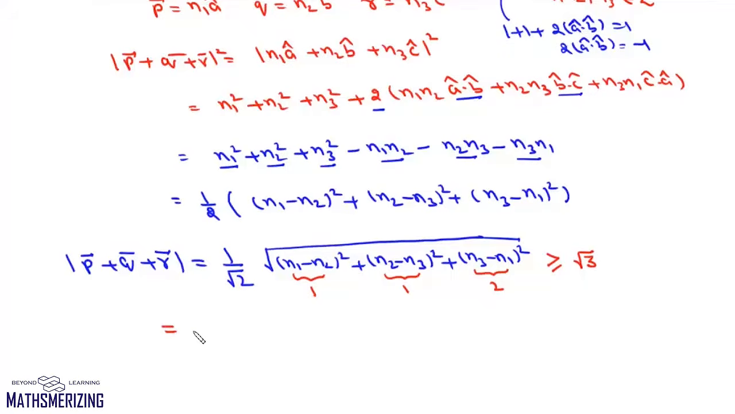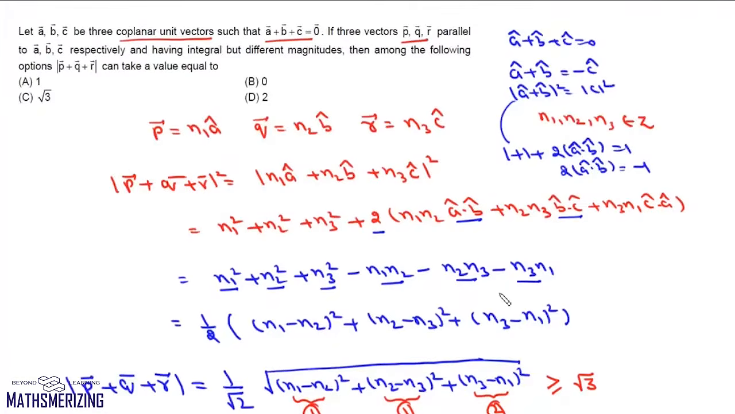And this magnitude will be root 3 if the differences are 1, 1 and 2, that is, if we choose 3 consecutive integers. So the answer to this question is option C.